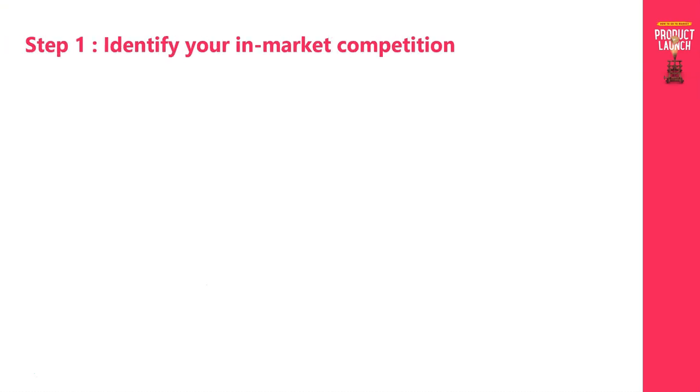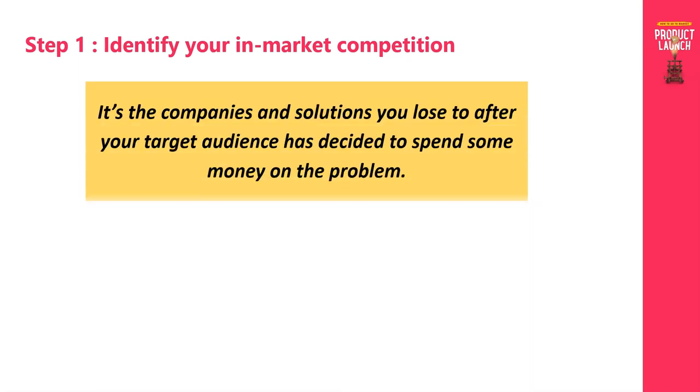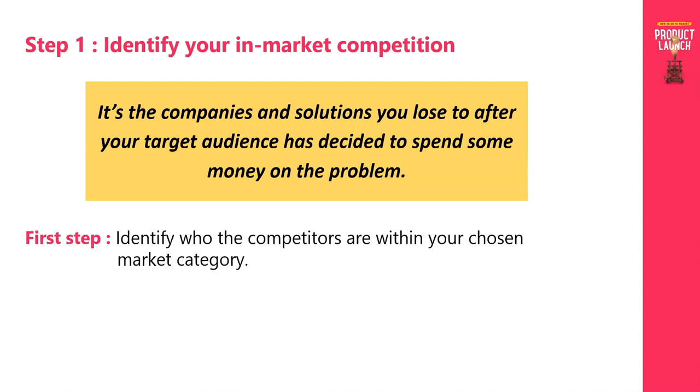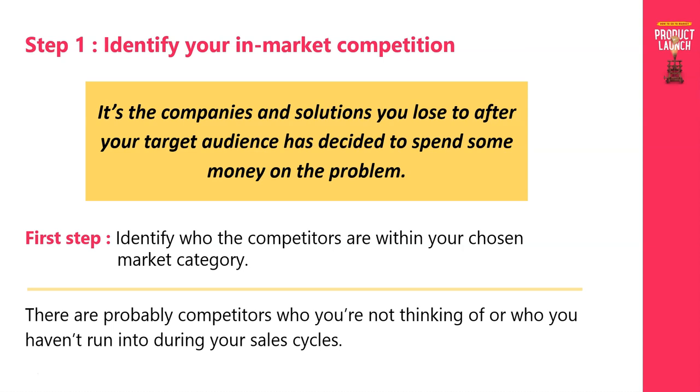Step 1, identify your in-market competition. This is probably the easiest step. The first kind of competition is the one we're familiar with. It's the companies and solutions you lose to after your target audience has decided to spend some money on the problem. So your first step is to identify who the competitors are within your chosen market category. Sometimes this is easy. However, there are probably competitors who you're not thinking of or who you haven't run into during your sales cycles. Fortunately, there's lots of ways to get this information.